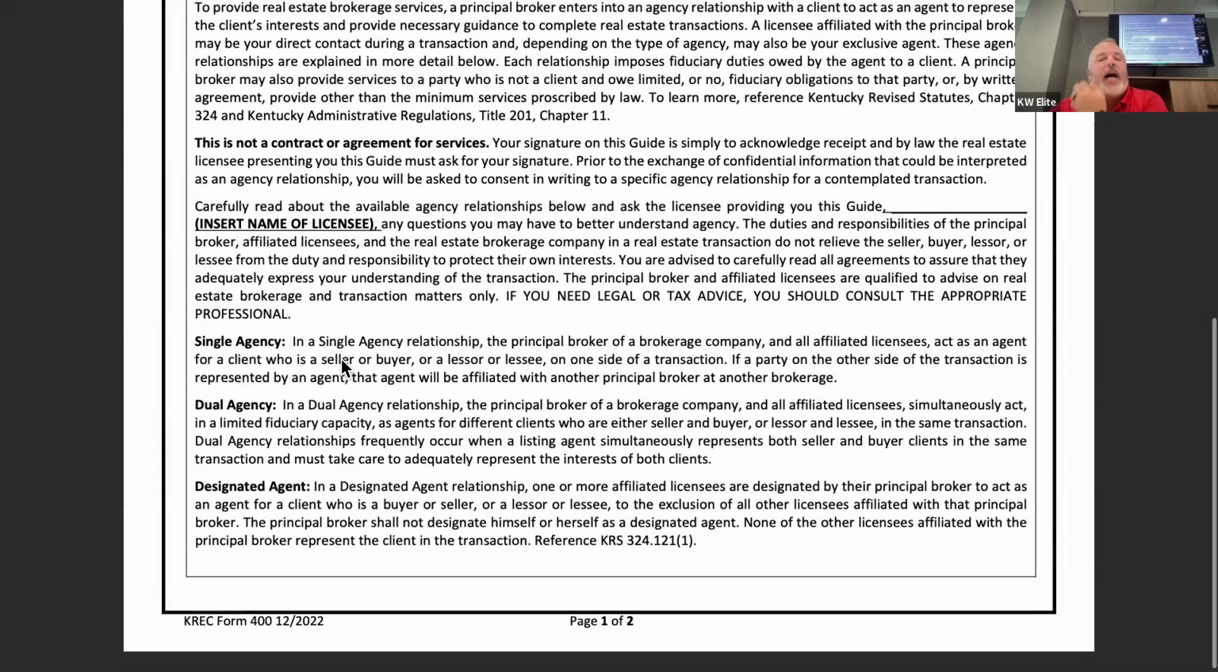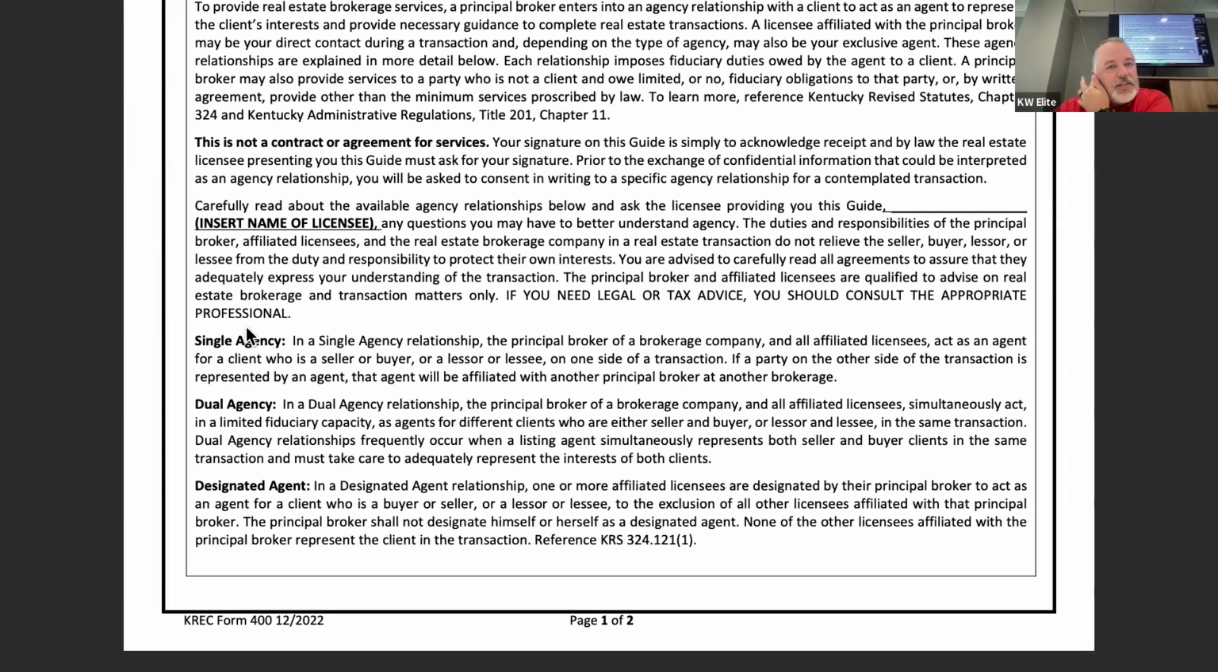So then it goes into, well, how do you work with a real estate agent? So there's single agency. That means that I'm working directly with you, and the other party, if there is another party at this point, is represented by a different person at a different brokerage. That's single agency. I'm representing you as a single person, basically. So this is for our individual agents, for example.